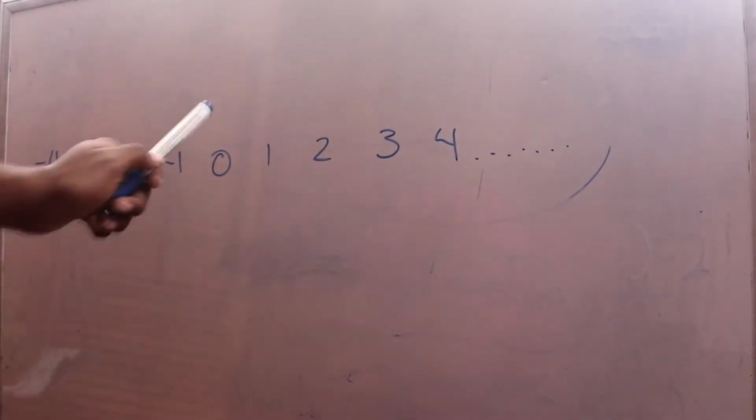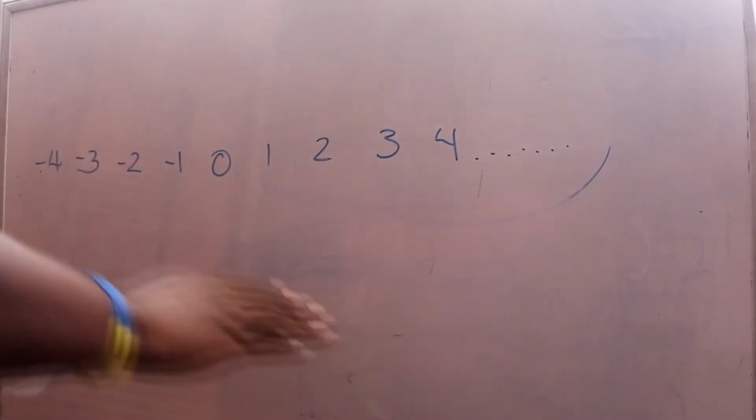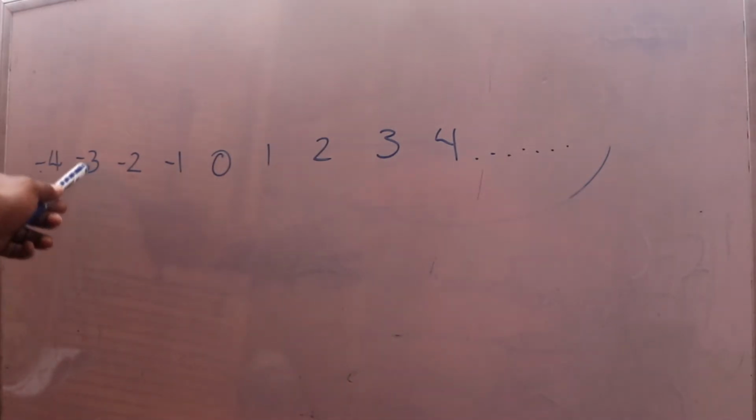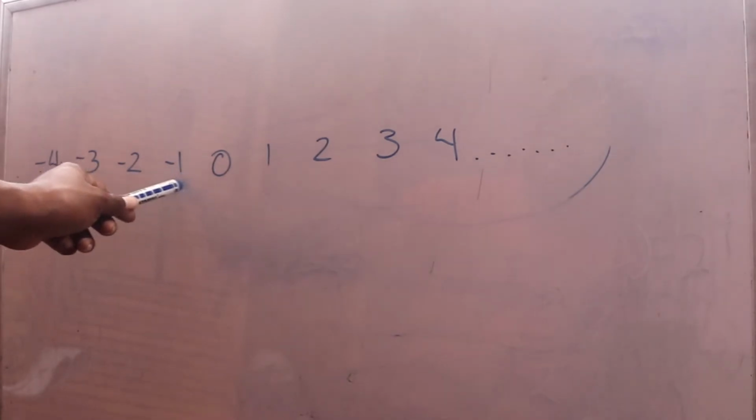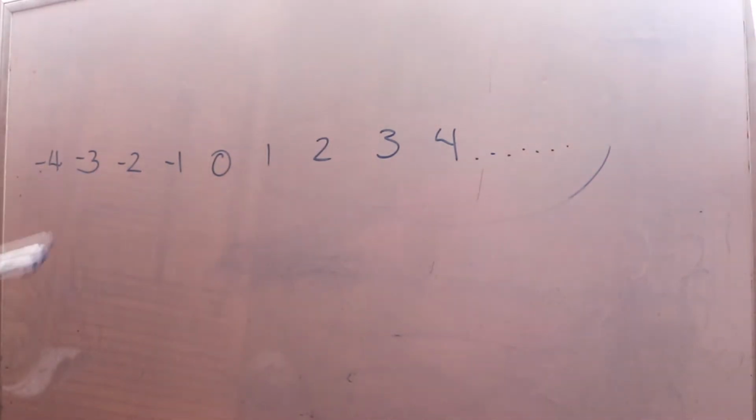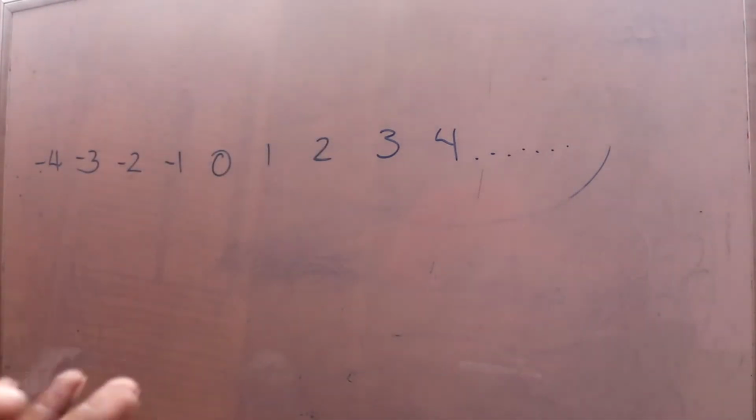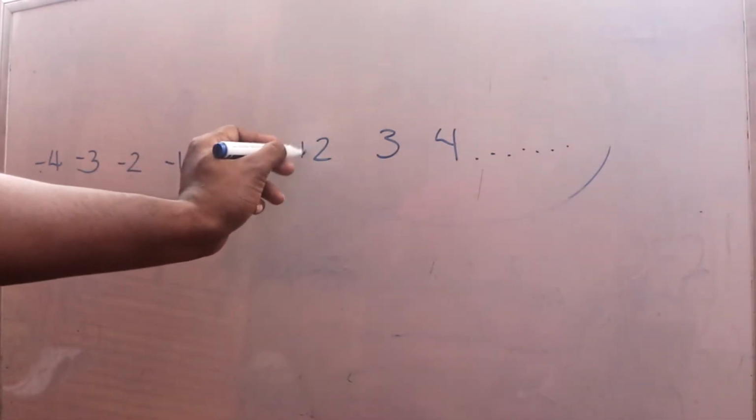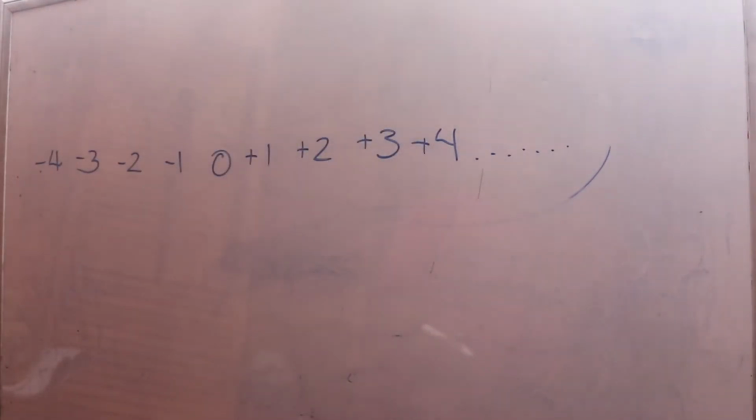So we have 0 in the middle, and then on the right side there are positive numbers, on the left side there are negative numbers. Now you'll notice these are negative numbers because they have a negative sign in front of each number. So -1, -2, -3, -4. These are positive numbers, but as you can see, we don't have the positive sign in front. Now we can put +1, +2, +3, +4, but it's not necessary. So you don't need to put the positive sign in front, but you can.